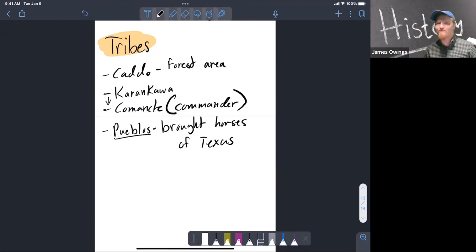Look for Caddo. So, and as I said, I'm cherry picking ones, but I don't think you need to know about the 30 or 40 different tribes in Texas. There's some pretty significantly well-known ones. These are the ones you want to know about.